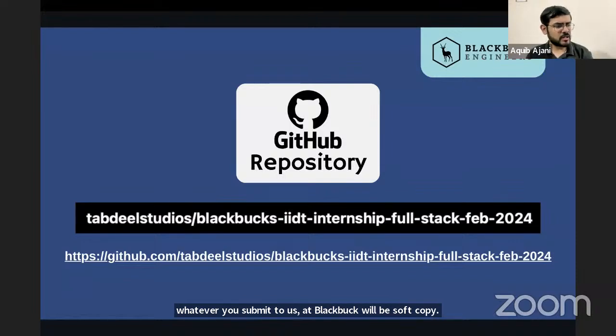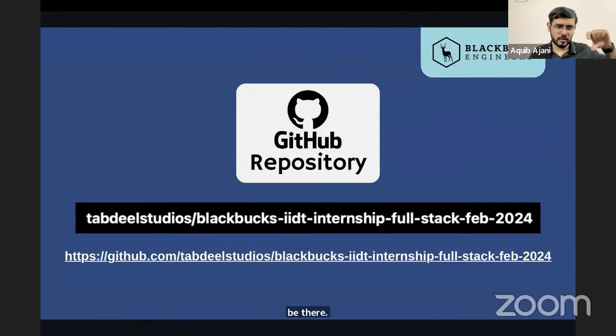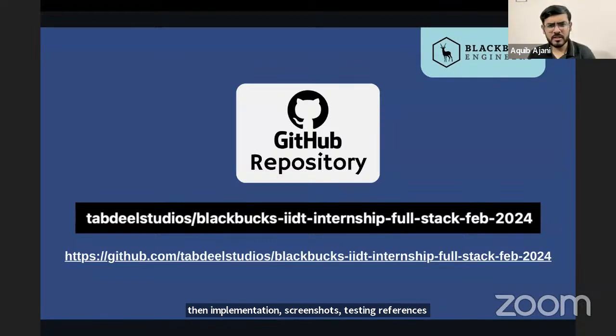The table of contents should be similar, Ganeshwari. It need not be word to word the same, but the major sections should be there. So introduction, then system features, then design, then implementation, screenshots, testing, references. That structure should be followed. You can change the content inside it, but the basic structure should definitely be followed.